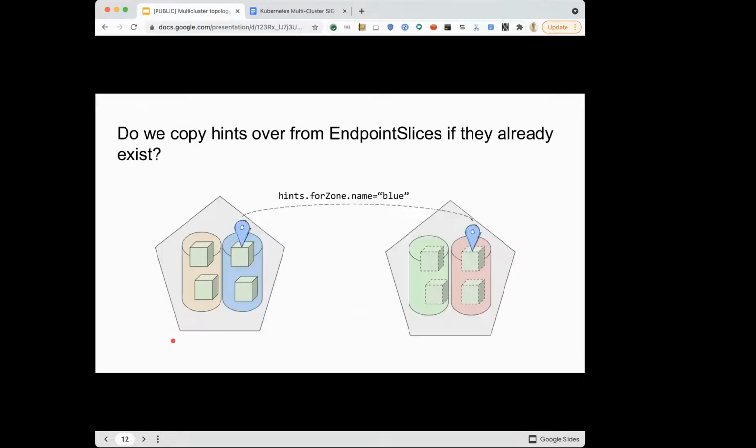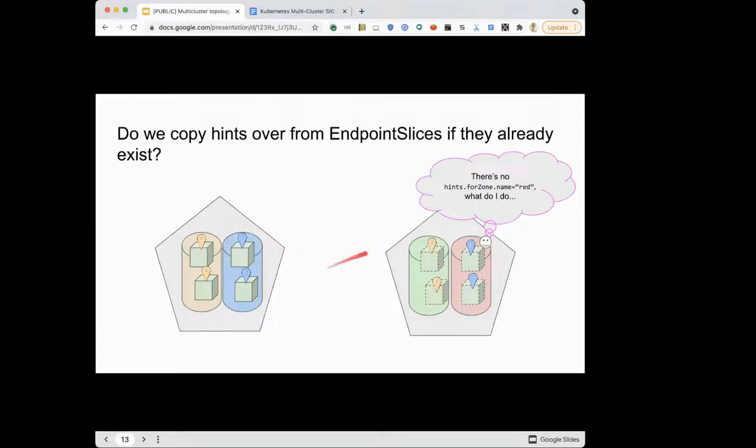Just a couple more slides of specific cases. If this is our cluster set here and we export this green service over here, and it comes with its topology hint, saying I'm a backend that should respond to blue clients, then if we have a client originating in red and nobody is from red, what do we do? Are we cool with this? Do we accept this? Is this something we feel we need to warn people about?